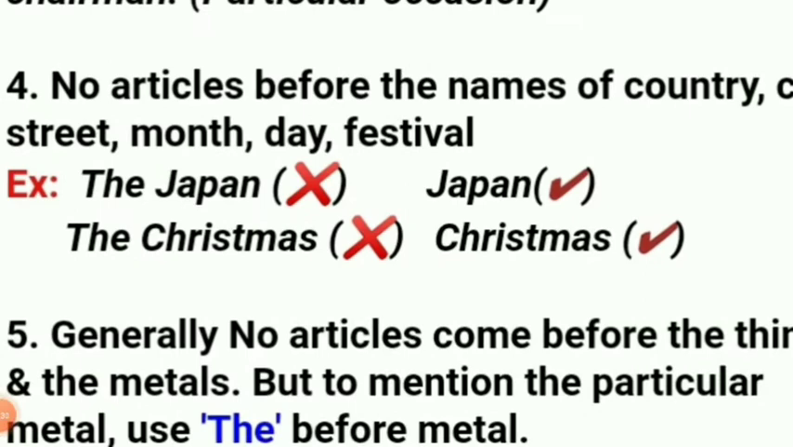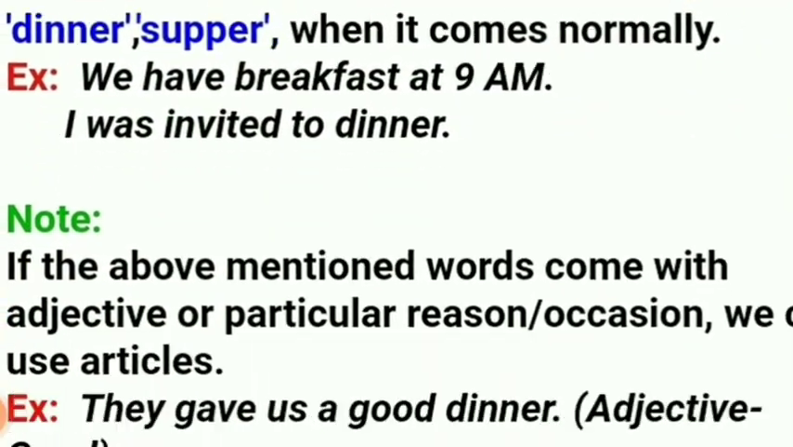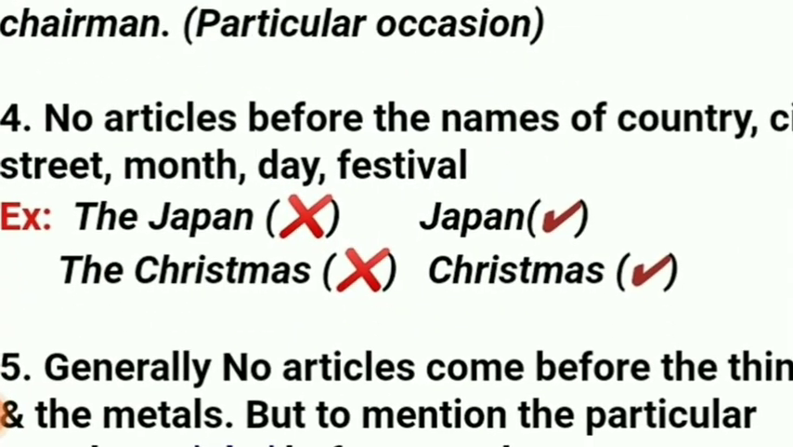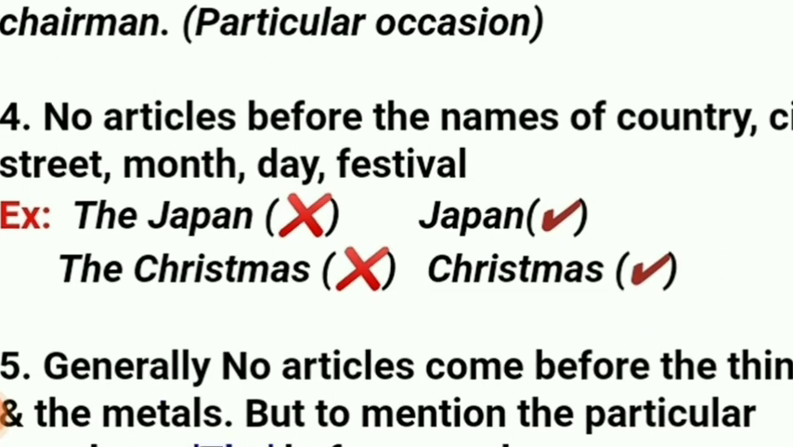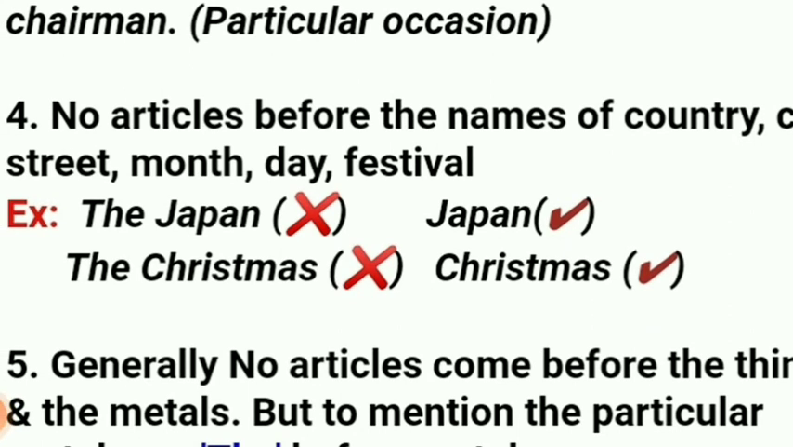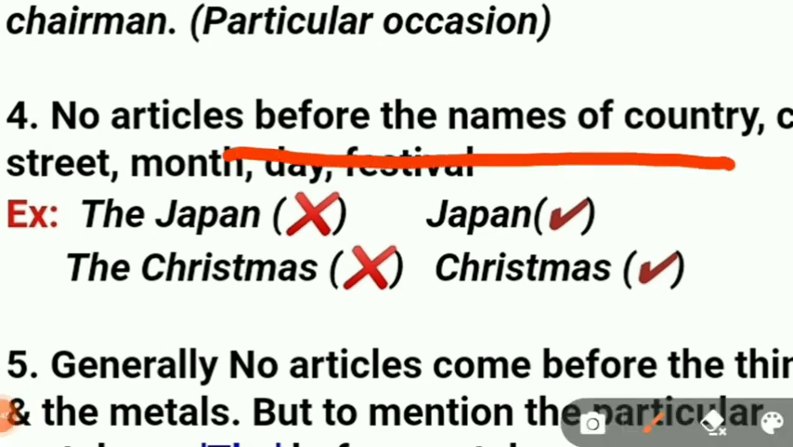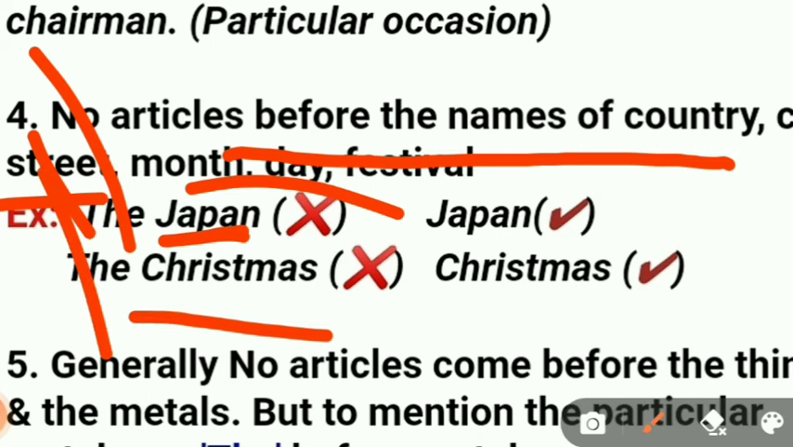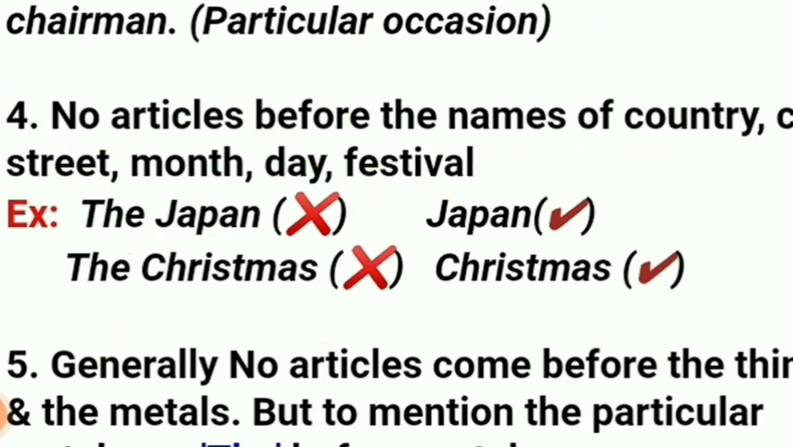Next, no article before the names of a country, city, street, month, day, or festival. So don't use any article before the names of a country or city or street or month. Before the country, Japan. Don't say the Japan, the Christmas. Don't use articles before country, city, street, month, day, and festival. So observe that and study them.